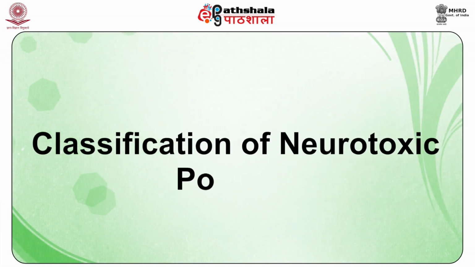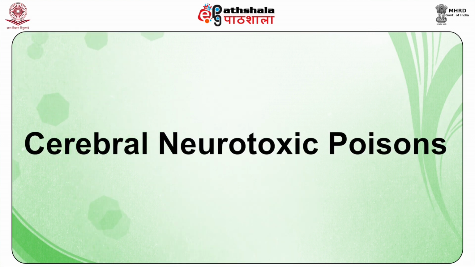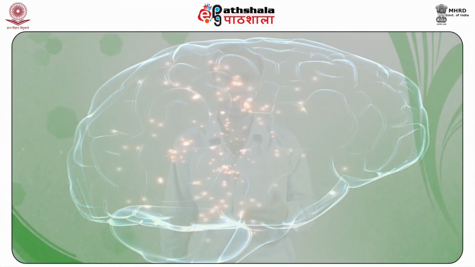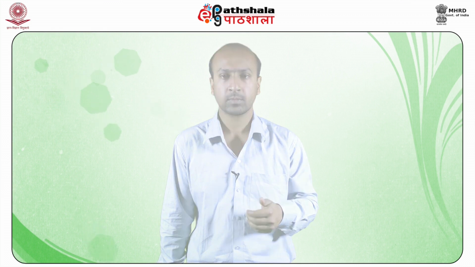Now, the classification of neurotoxic poisons. Neurotoxic poisons are categorized into three groups. First is the cerebral neurotoxic poison. As indicated by the term, these poisons generally affect the cerebral region of the brain. Cerebral neurotoxic poisons can further be categorized into the following classes. The first is somniferous poisons. These drugs generally produce soporific effects.